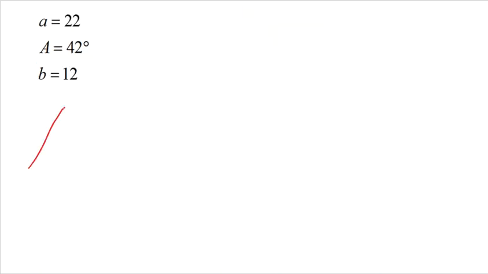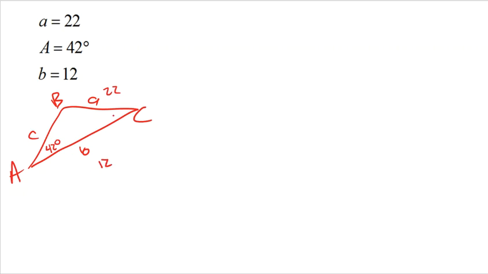Once again, let's quickly draw the triangle. It does not have to be very accurate. A, B, little b, C, little c. I know angle A is 42 degrees, little a is 22, little b is 12, and once again, I don't know anything else. I am going to use the law of sines here because I do know sine of A, 42 degrees, divided by little a, 22, is my magic ratio, which I'll find in a second.